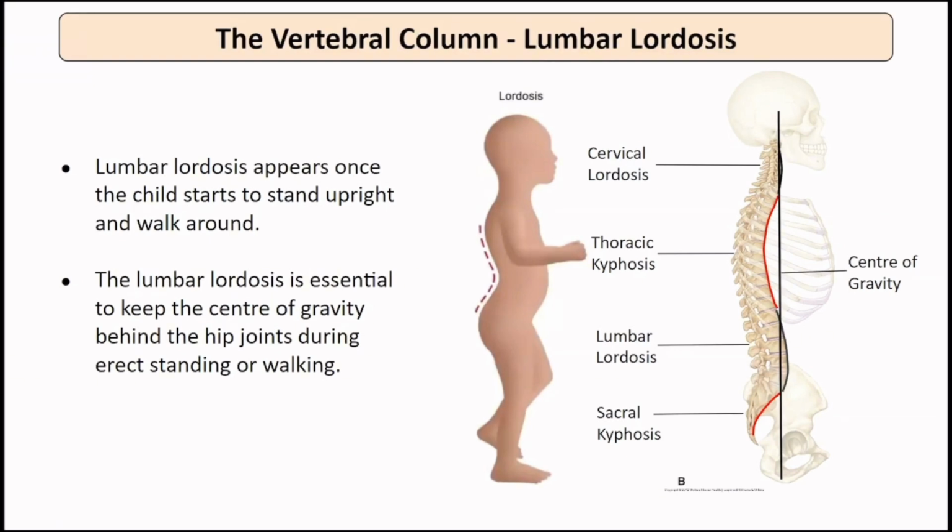The lumbar lordosis is essential to keep the center of gravity behind the hip joints during erect standing or walking. This is essential for hip extension and to maintaining an upright posture. So that briefly describes the functions and curvatures of the vertebral column. Now let's describe the vertebrae.